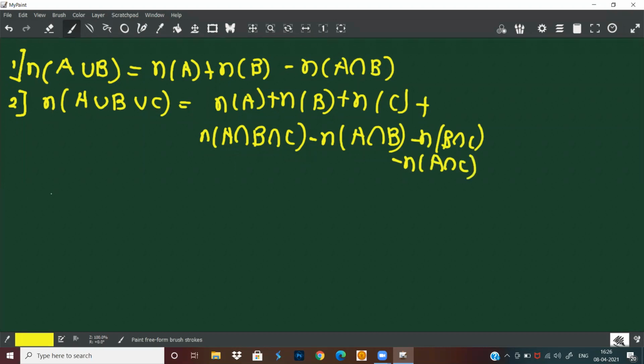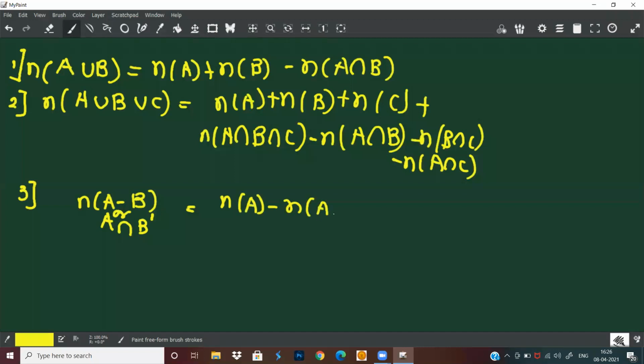Okay, for this year they have removed this N of A minus B. A minus B का दूसरा नाम क्या है, बोलो? A में है और B में नहीं है, so B dash में है. Correct, it is one and the same. So it is the part which is there in A but not in B. तो जो part B का है वो निकाल दो.